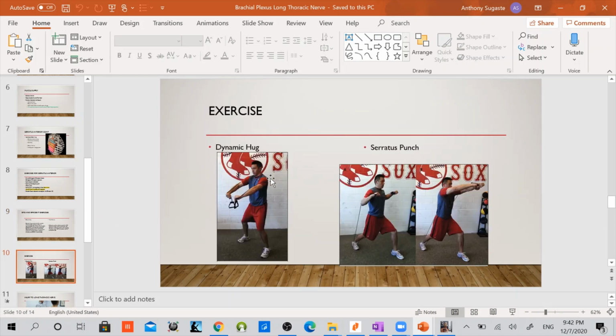These are some of the exercises that this group of individuals did that showed effective serratus anterior activation. So again, setting your patients up like this, you're benefiting them.